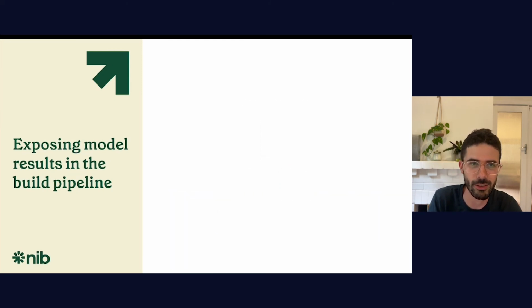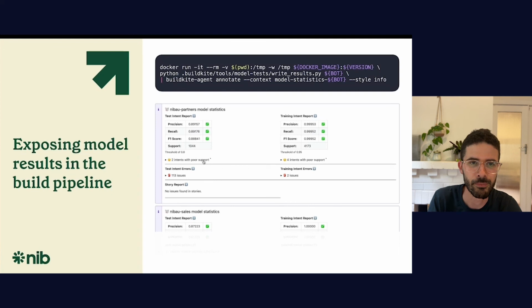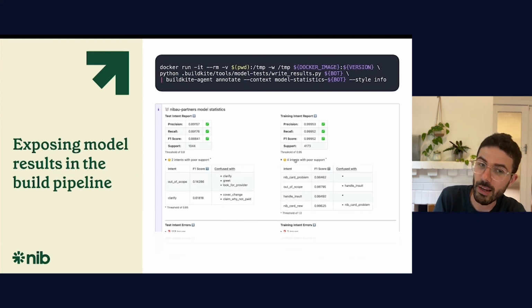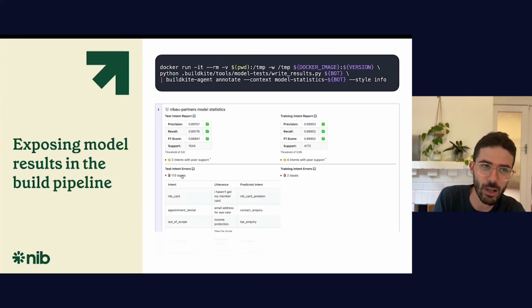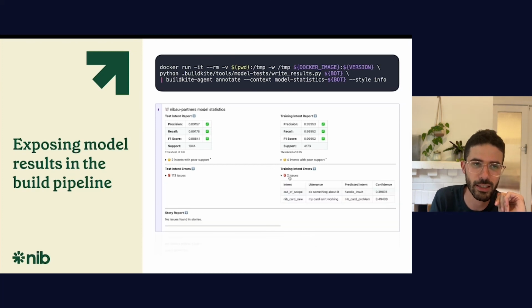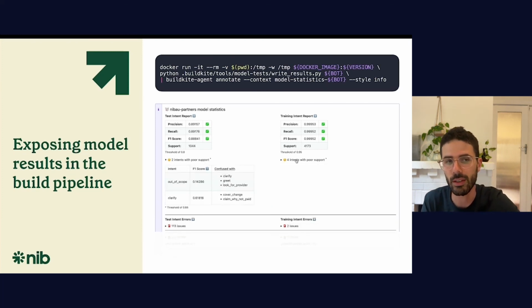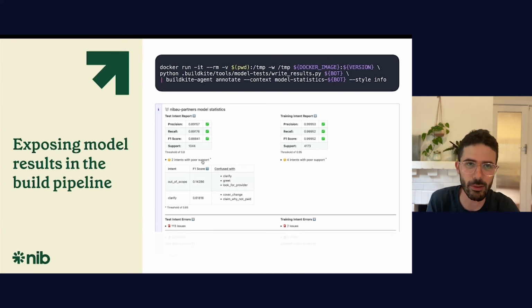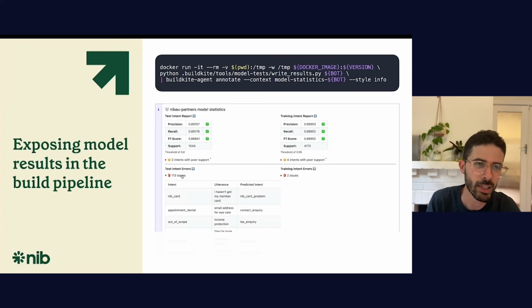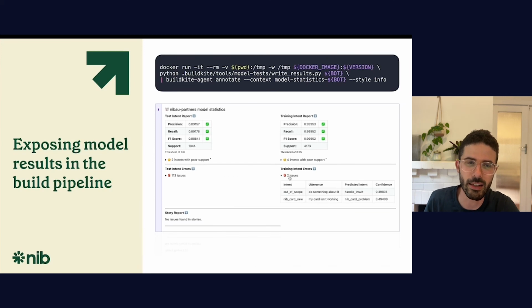And if we go to the next slide, you can see here we actually have them interactive as well. So you can go in and deep dive and go, we've got 113 training intent issues. Let's have a look at those and see what the go is. The command I've got here at the top is very basic, write results.python, and we just append it to the annotation that we already have.